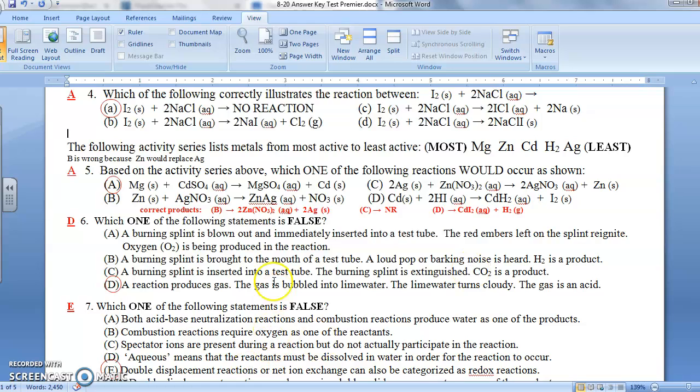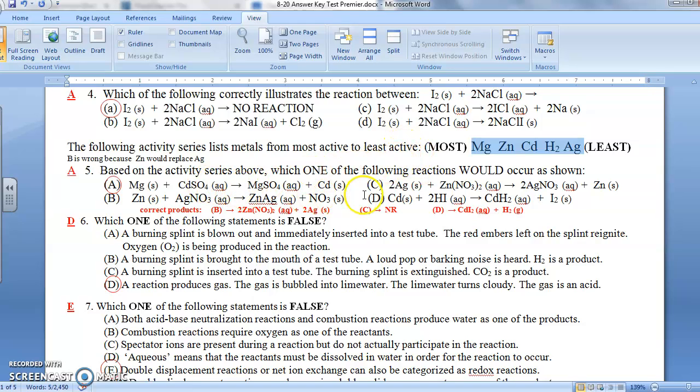On number 5, we need this activity series right here. In this activity series, magnesium is our most active, then zinc, cadmium, hydrogen, and our least active metal in this list is silver. Remember, active metals can replace less active metals from an aqueous solution in a single displacement reaction.